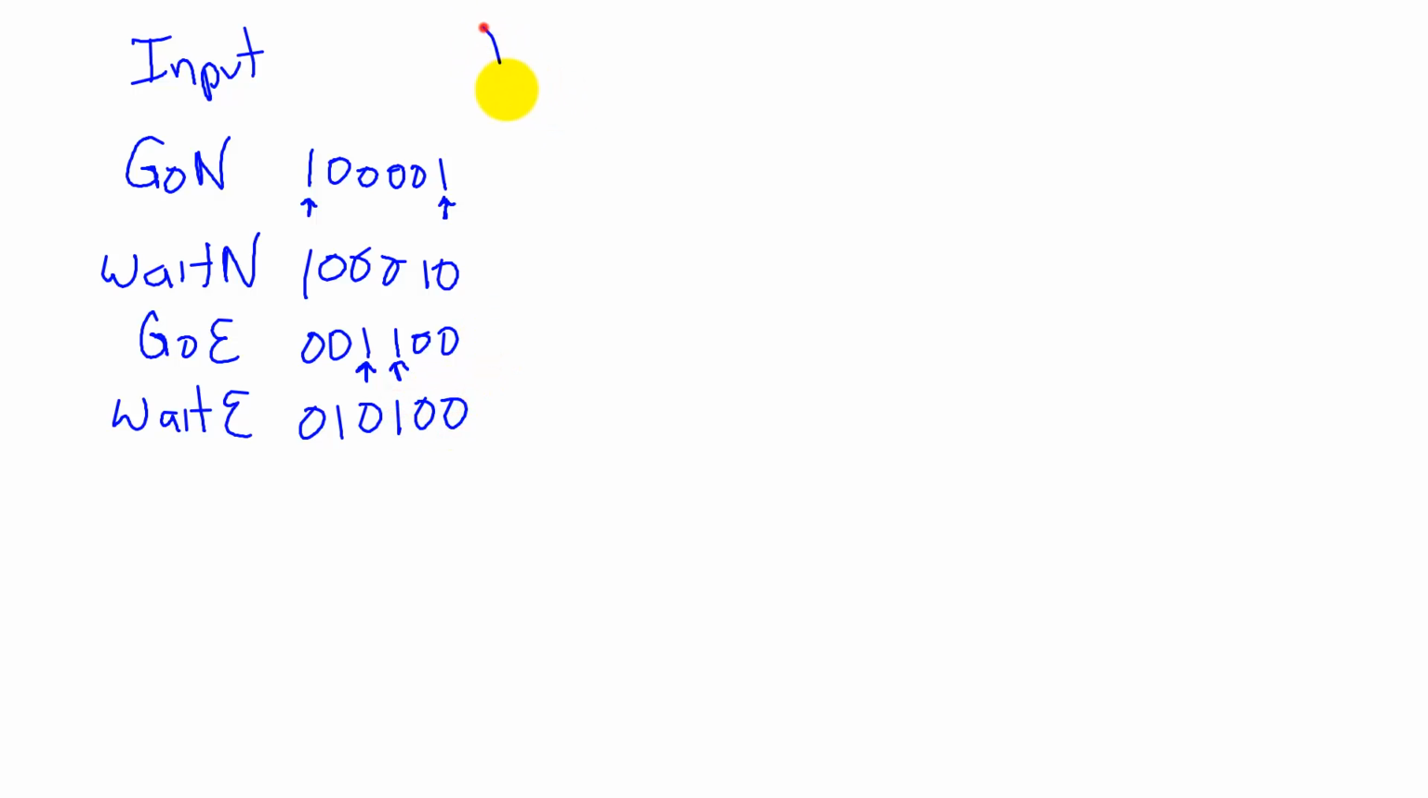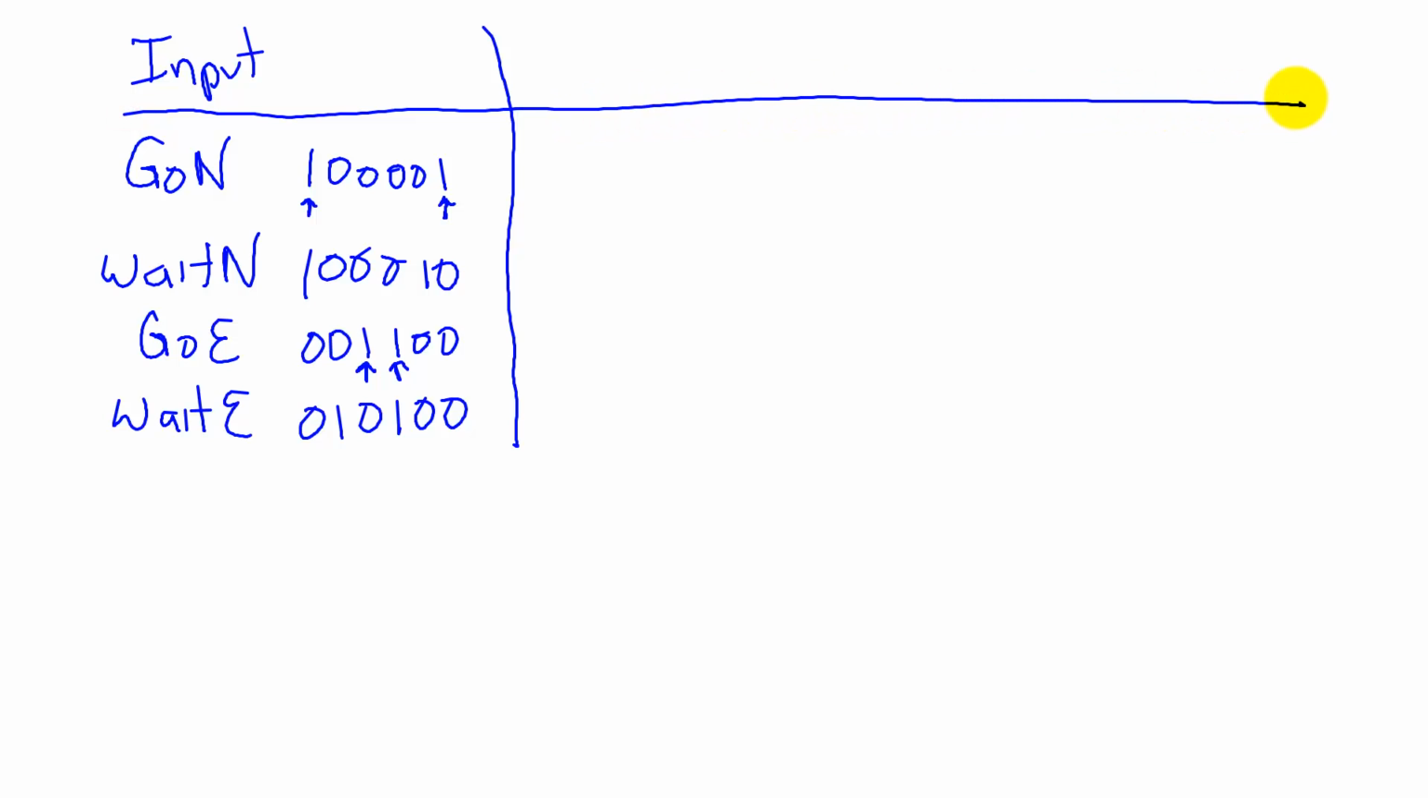And so what I want to do now is think about what I'm going to do if the input were a 0, 0. And remember, what does that mean? That means there are no cars.